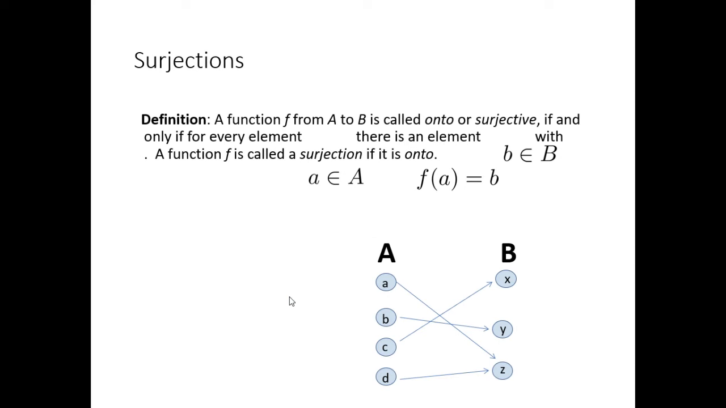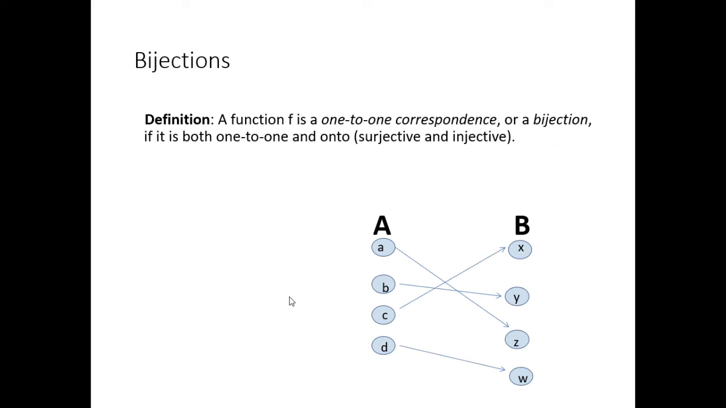The second type of function is surjective, or surjection. Surjective is also called an onto function, in which every element of the codomain should be an image of at least one element in the domain. So every element in the codomain should be an image. Such a function is called an onto function or surjective function.